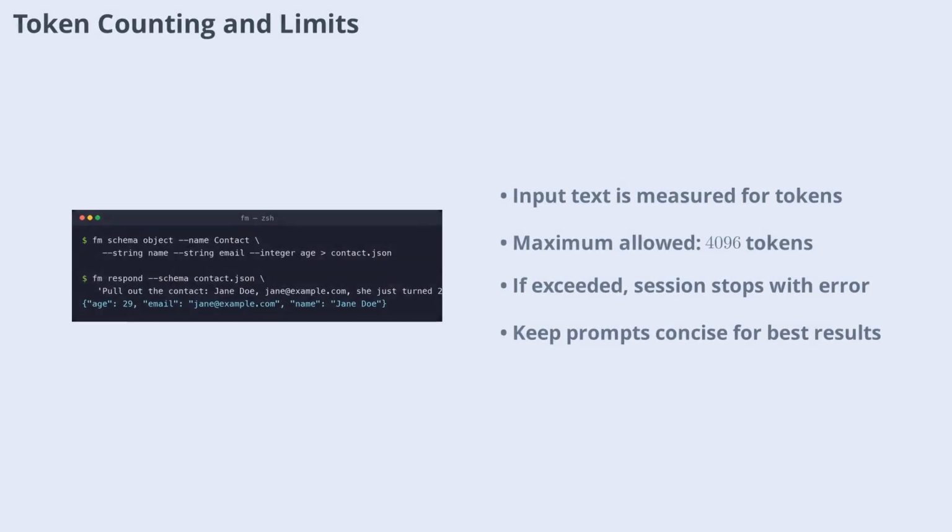The on-device model has a memory limit of 4,096 tokens, which is about 3,000 words. If you exceed this, the session stops. To help manage this, there's a built-in token count tool. It's important to keep your prompts concise, especially for longer tasks. For bigger jobs, the cloud model offers a much larger window. This limitation ensures the model runs efficiently on all Macs, even those with modest hardware.